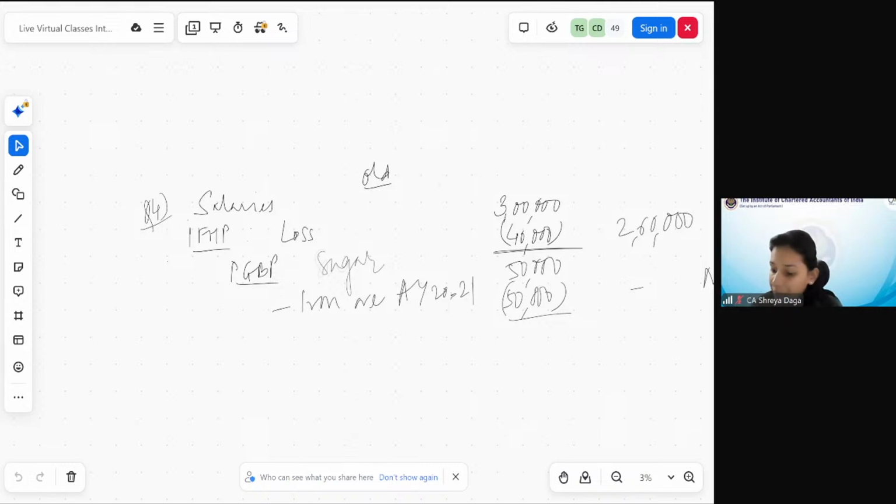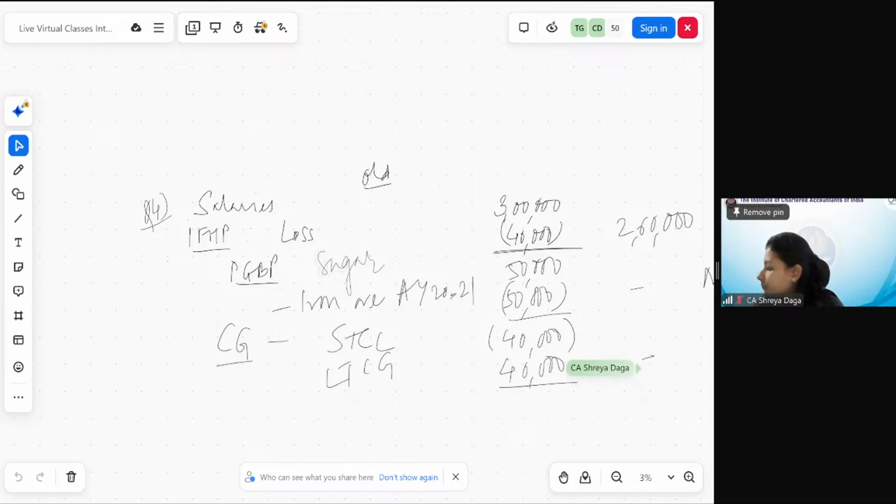So then we come to the capital gains head. Short-term capital loss and long-term capital gain. So short-term capital loss can be set off against long-term capital gain, but to the extent of the gain, which is 40,000. So only up to 40,000 you can set off. 20,000 you will carry forward. You will give a note.